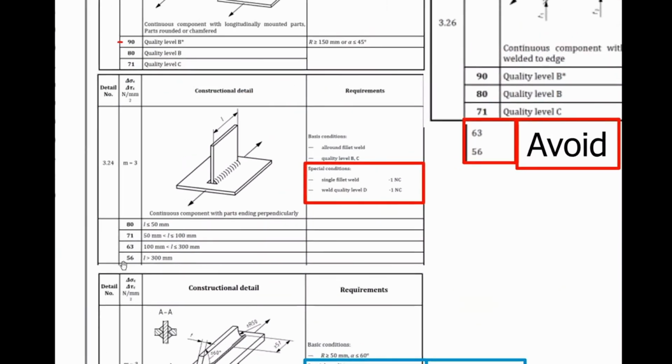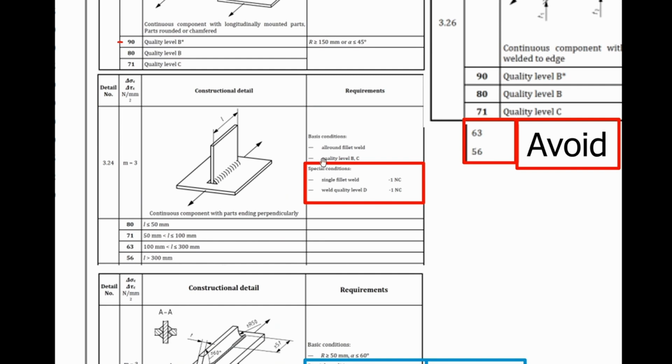Yeah, so you have classifications based on the geometry, and you have special conditions, like a single fillet weld is one class down. Weld quality level D is very often not allowed, because that is just adding a weld without any control, and that is also one class down.